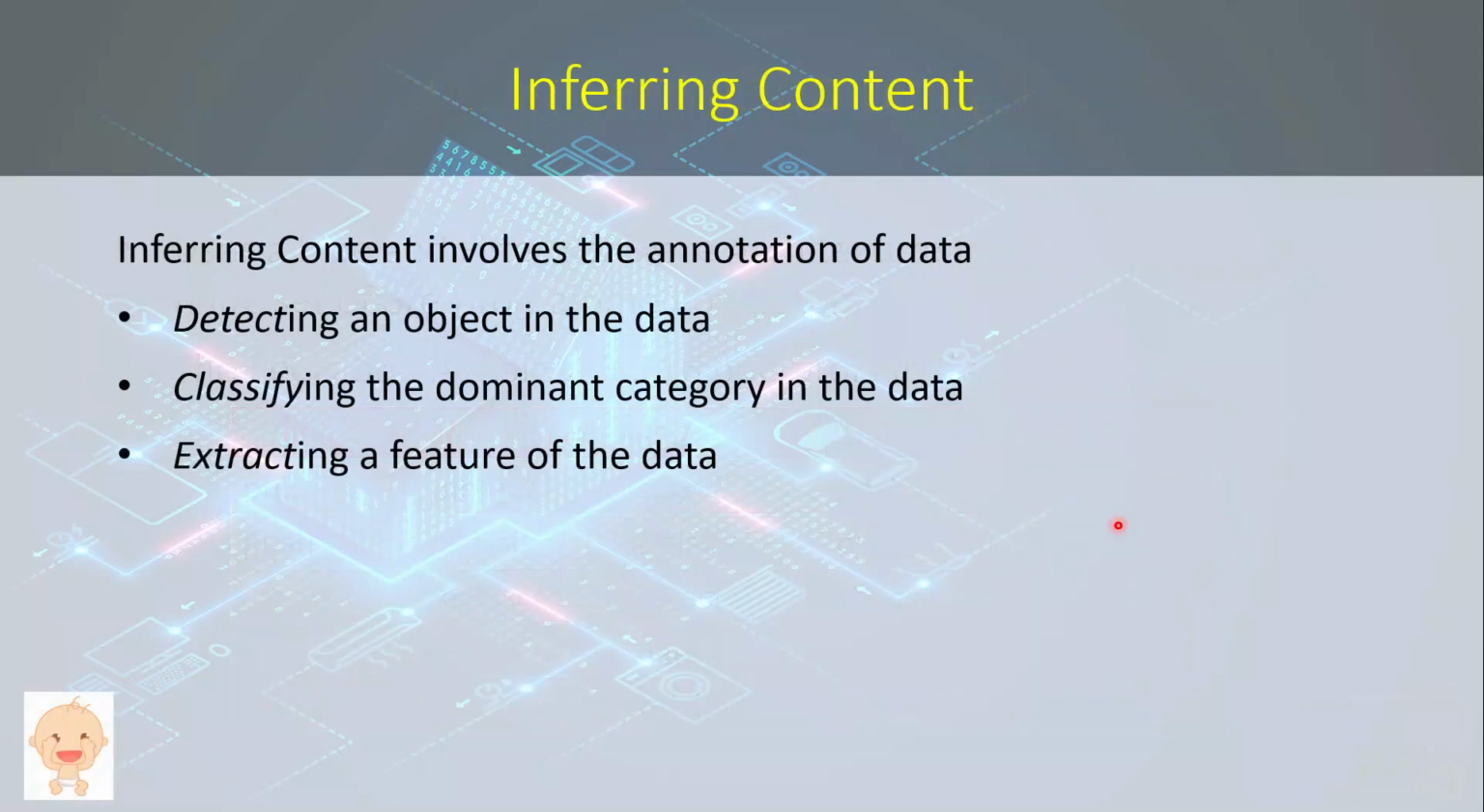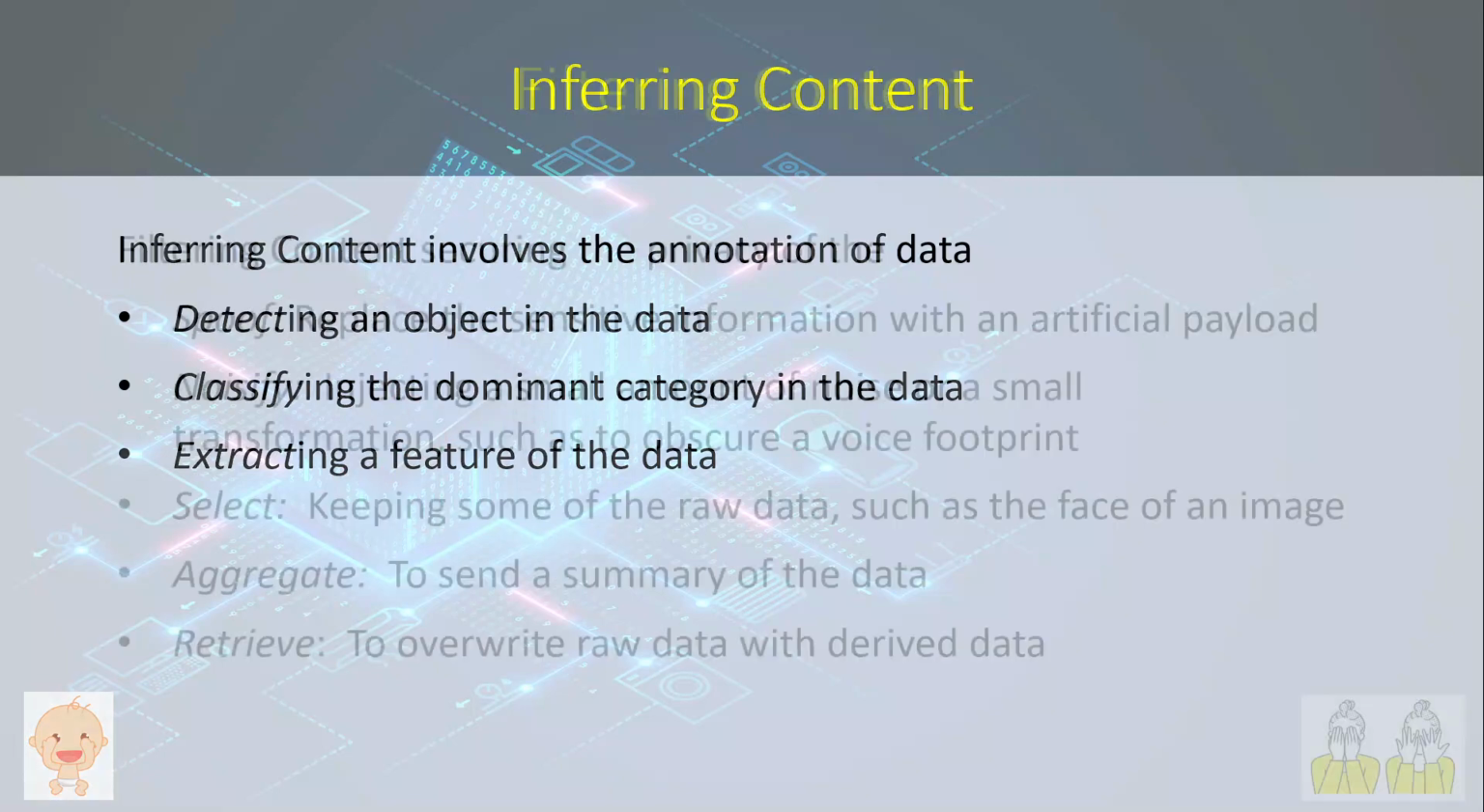So here's an example of the inferring category, where we actually infer content. Inferring content basically involves 3 operators. The first operator is the detect operator, where you detect an object in the data. The classify operator is where you classify not necessarily the dominant category of the data, but you classify the various categories in the data into certain classifications. And the extract operator is where you extract a certain feature of the data.